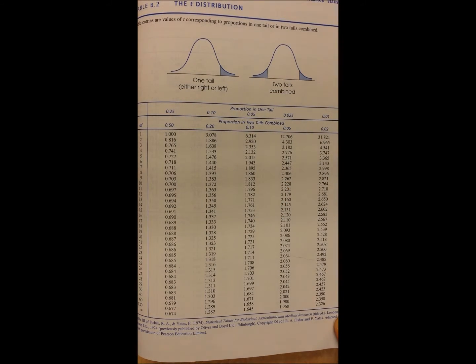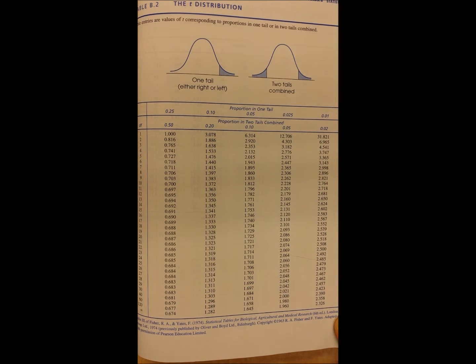Okay, so let's try another example. Let's say we have a one-tailed test, and the alpha level is 0.05, and the hypothesized direction is negative. Our sample size is 3. Let me repeat myself: proportion in one tail, so it's a one-tailed test. The alpha level is 0.05, our sample size is 3, and the hypothesized direction is negative. What will be my T critical for this study?